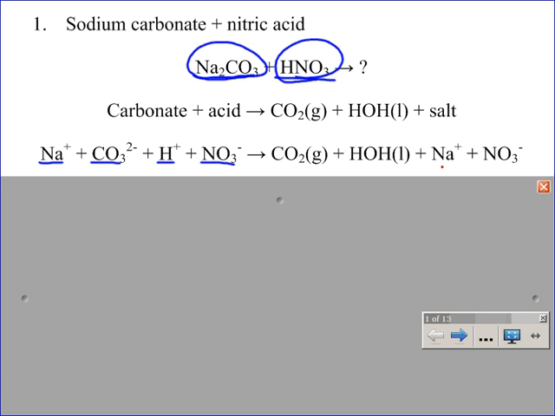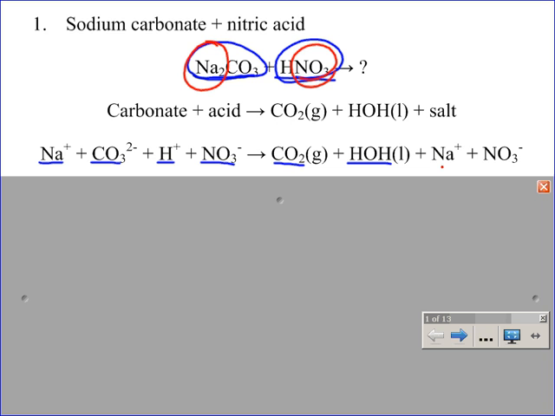Because it's a carbonate with an acid, it's going to make carbon dioxide gas and H2O. Then the question is the salt. The salt would be the pieces that were left over. So the salt could involve the nitrate right here and the sodium right here. So sodium nitrate would be the salt.